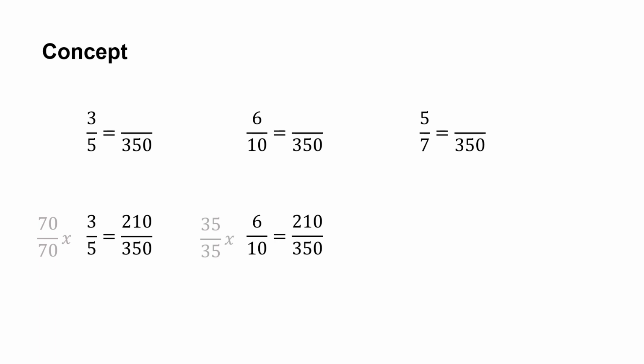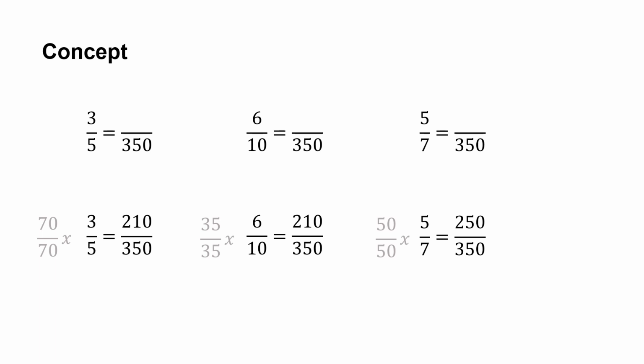Then we have 6 over 10. How do we get from 10 to 350? We need to times it by 35. If we times top and bottom by 35, we get 210 over 350. And lastly, we have the denominator of 7. To get from 7 to 350, we need to multiply by 50. If we do top and bottom by 50, we get 250 over 350. So we now have those three original fractions rewritten, but all with the same denominator.